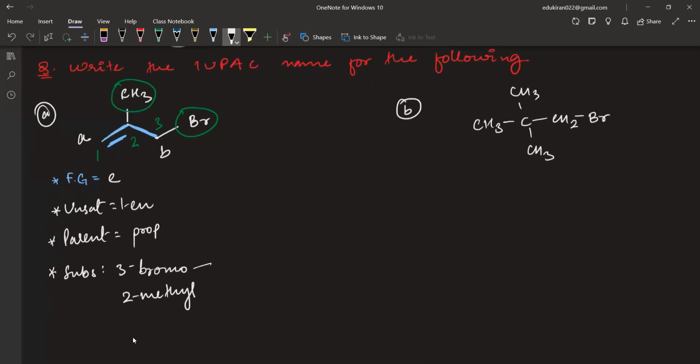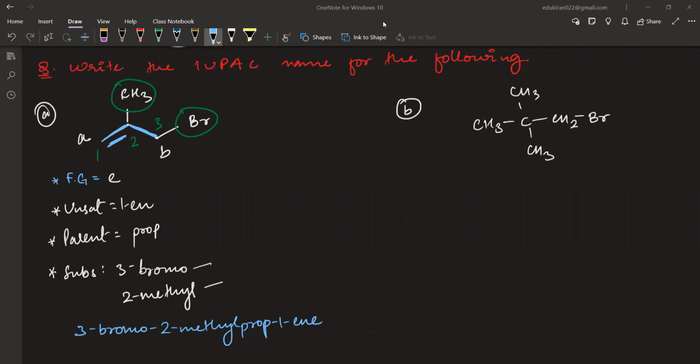Now what should we write first, bromo or methyl? Bromo, because of alphabetical order. Very good, very good. This will be 3-bromo, 2-methyl. Yes, Khalil, your answer is right, I think. 2-methyl, then we have prop, 1-ene. Is that clear? Yes or no? Please tell me, guys. Saif, any problem? Yes, sir. No, sir. Okay, fine, great.